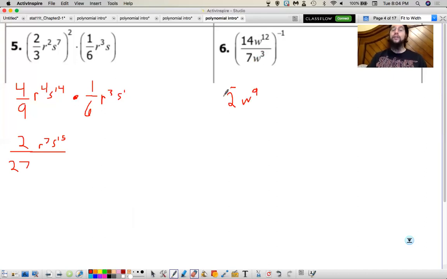This entire thing is being reciprocated. Look at that. It's the -1 power. So all we have to do is reciprocate that, and we're done. That's it. Nothing more to do there.